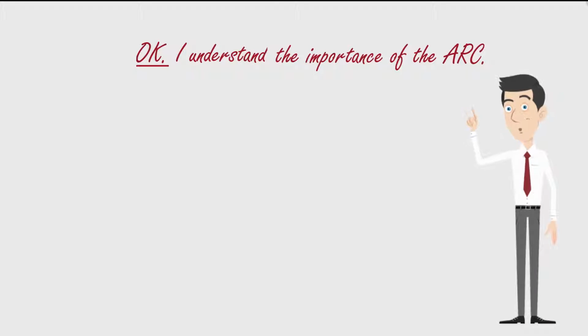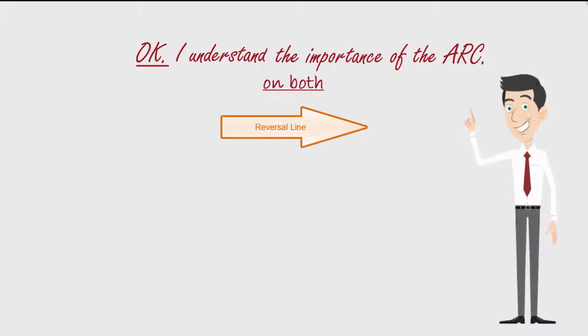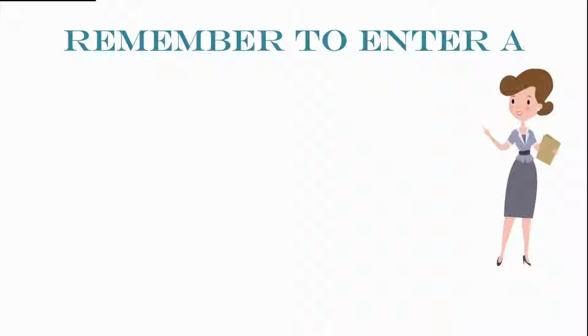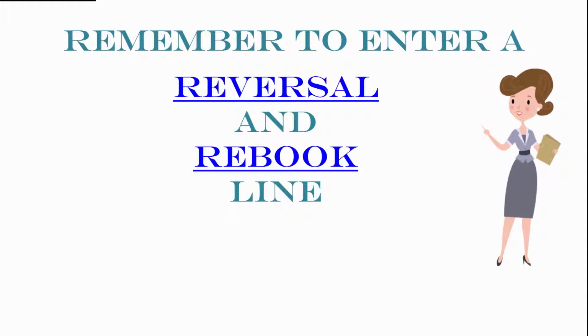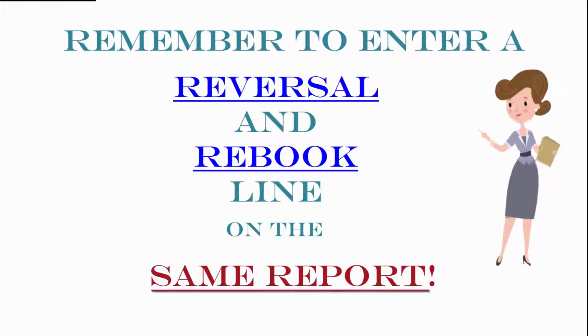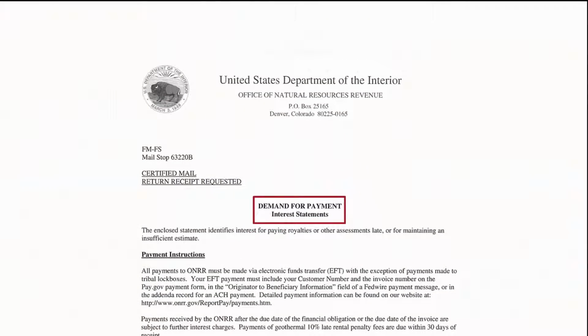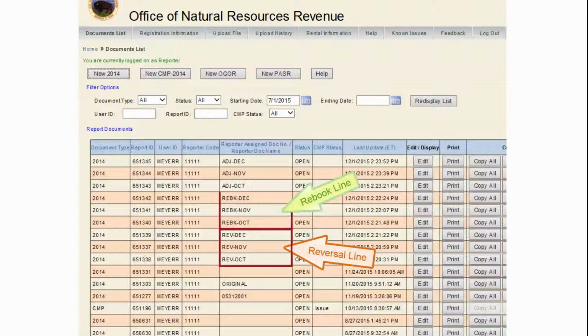Okay, I understand the importance of an ARC on both the reversal and the Rebook lines. What other information do I need to know? Remember to enter a reversal line and a Rebook line on the same report. Entering your reversal lines on one report and Rebook lines on another report is liable to create accounting problems, which may result in interest bills. If you have a large report that must be split, consider splitting it based on sales date instead of line type.